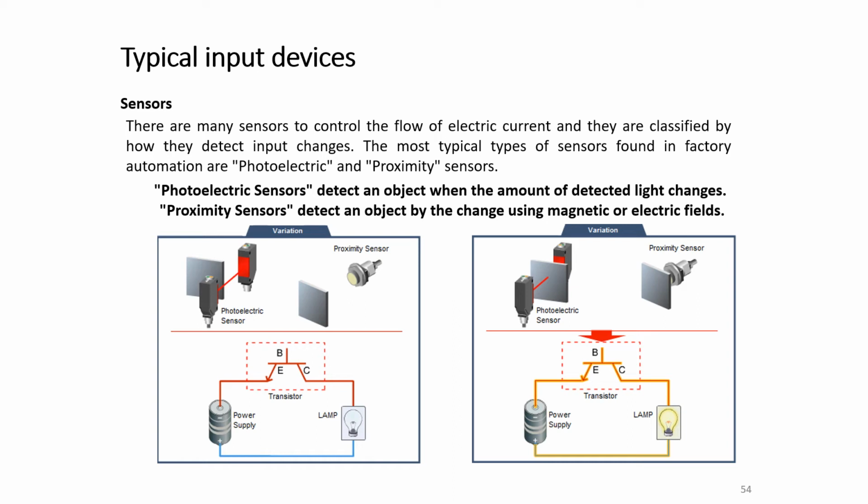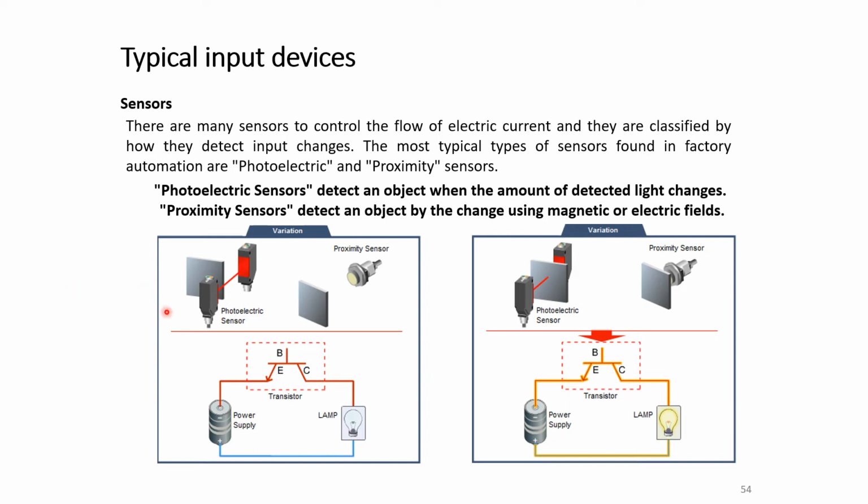Okay, so there are many sensors to control the flow of electric current, and they are classified by how they detect input changes. The most typical types of sensors found in factory automation are photoelectric and proximity sensors. Photoelectric sensors detect an object when the amount of detected light changes, and proximity sensors detect an object by the change using magnetic or electric fields.